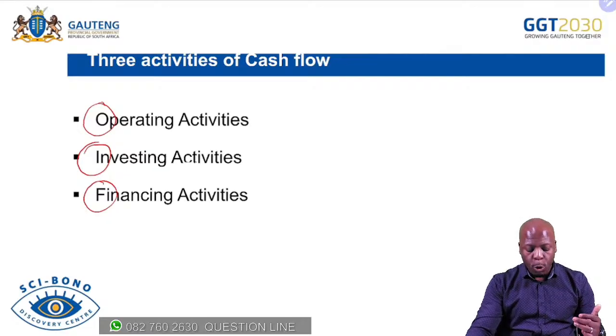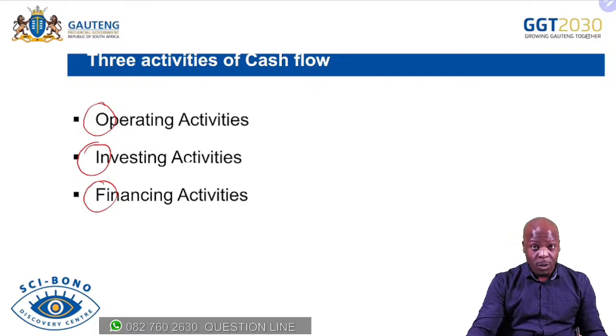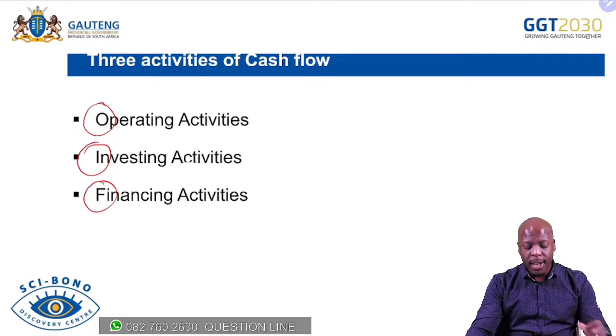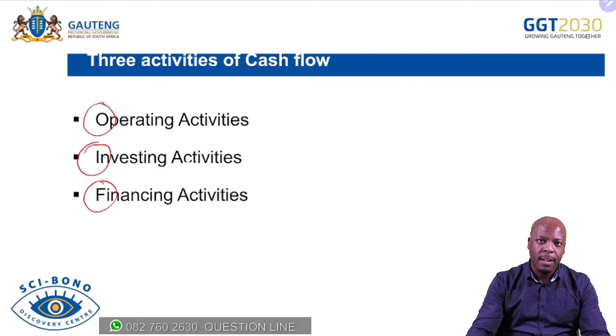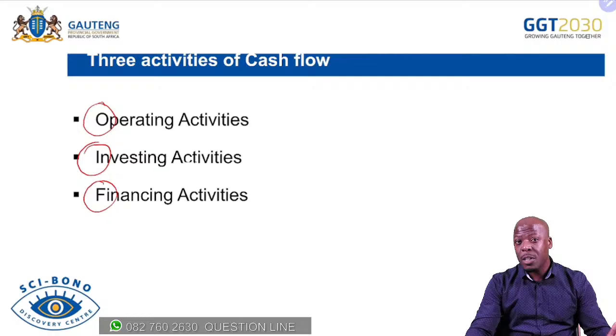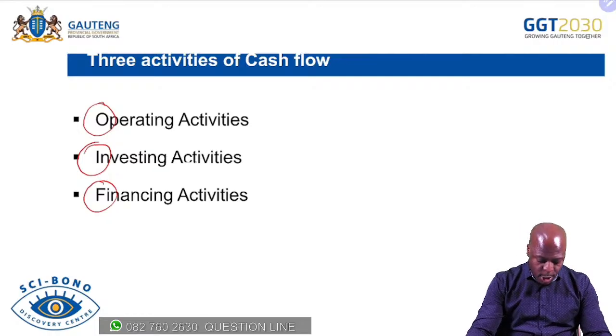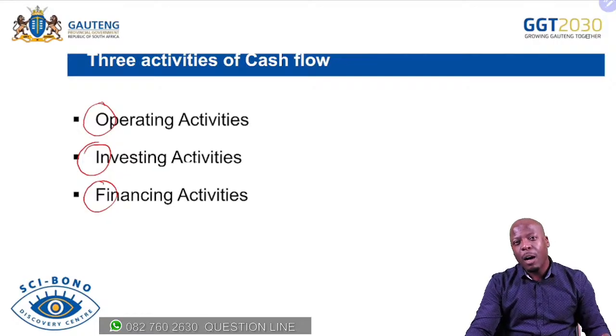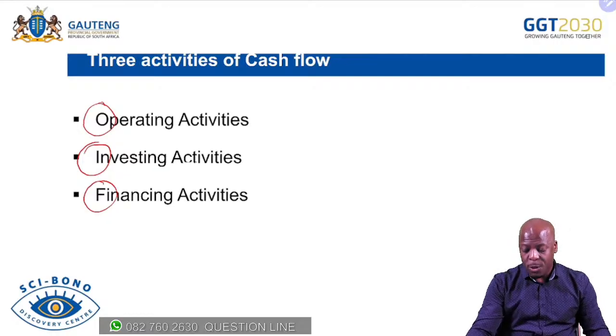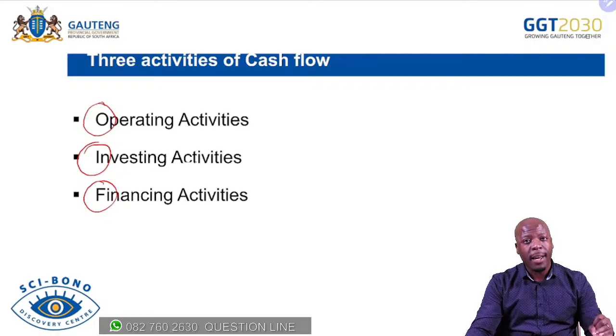The first part is your operating activities. These are the operations of the business, okay? That is your O. The I is the investing activities. Where is the business investing into, and what is happening to those investments? And then your financing activities: where are we getting our finance from? Is it through shares or is it through loans? So that is very important. So you have three parts. That is your O, your I, and the F.